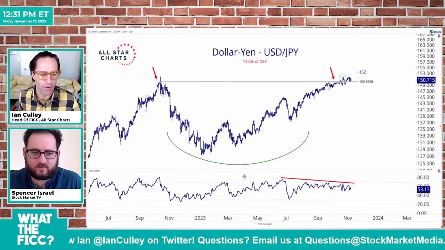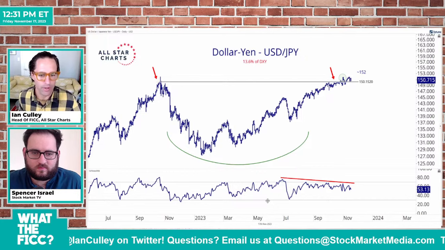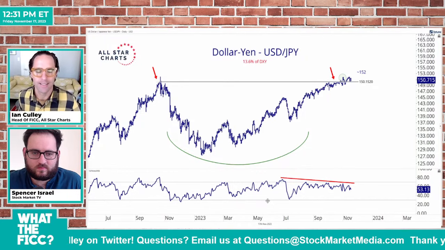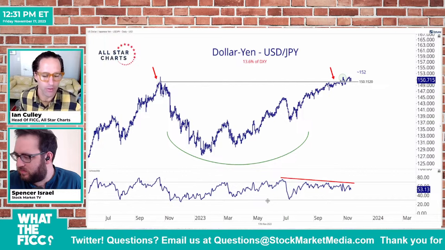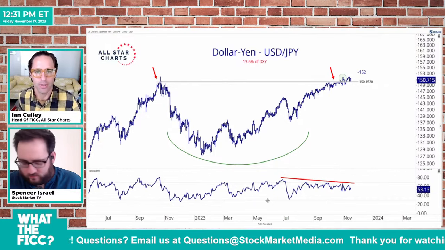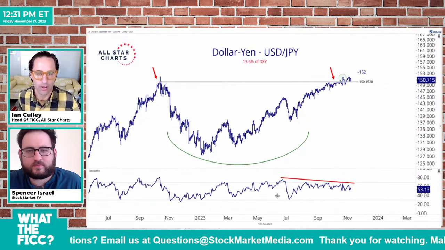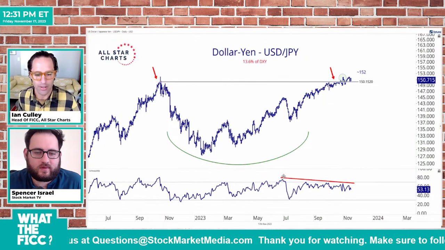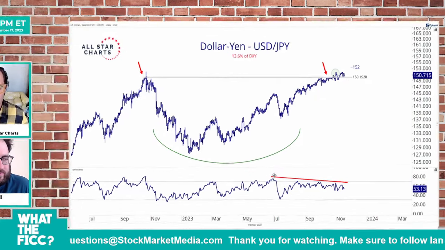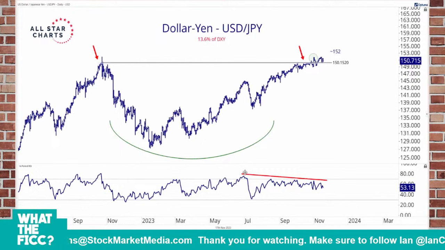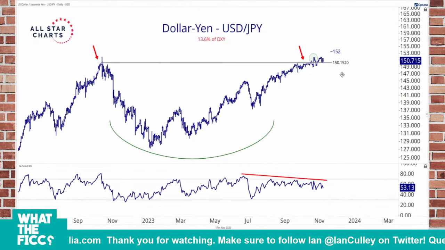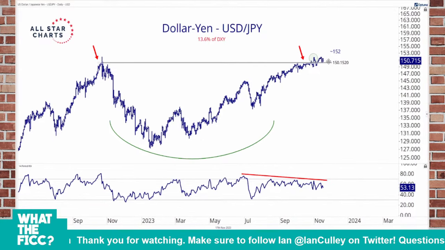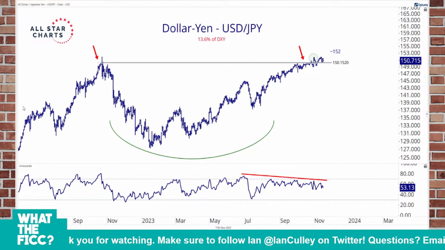I just want to point out the lower bounds of the chart where you have a 14-day RSI. That's a momentum indicator I like to use. 14 periods is generally what I like to use as well for daily charts. And what we got here is waning momentum since the summer. We have a significant bearish divergence. So something to keep in mind as price kind of just coils here within this tight range.